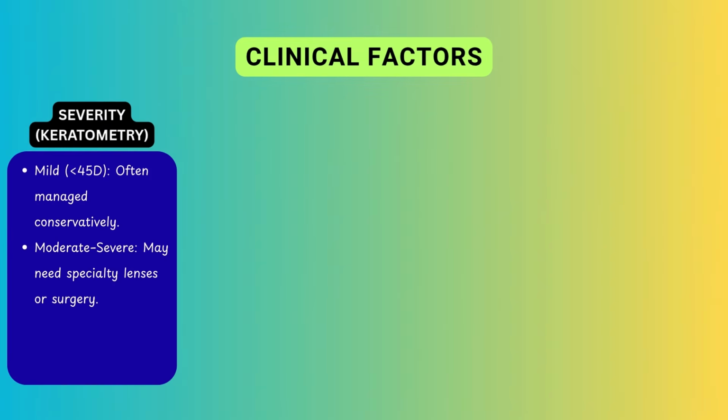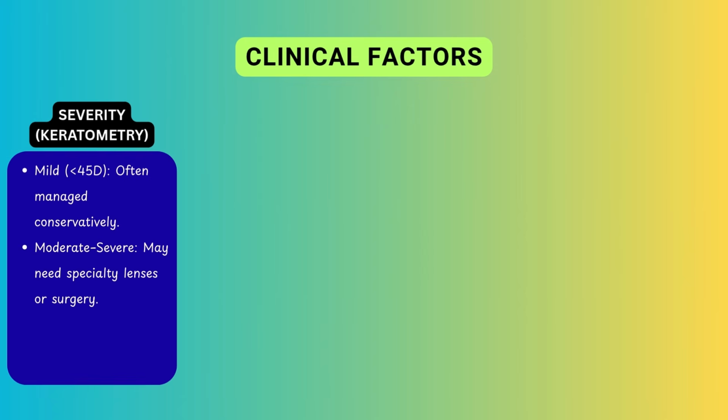Then we have some clinical factors which will change our management decisions. Number one is the severity of the disease. We know how we classify keratoconus based on the central keratometry values. So, mild cases with less than 45 diopters might be managed conservatively with spectacles or even with soft contact lenses. Moderate to severe ones will need advanced lenses from RGP to scleral lenses and even PROSE lenses and some other specialty lenses. Also, some of these might land up with surgery as well. Don't worry, we'll talk about all of these.